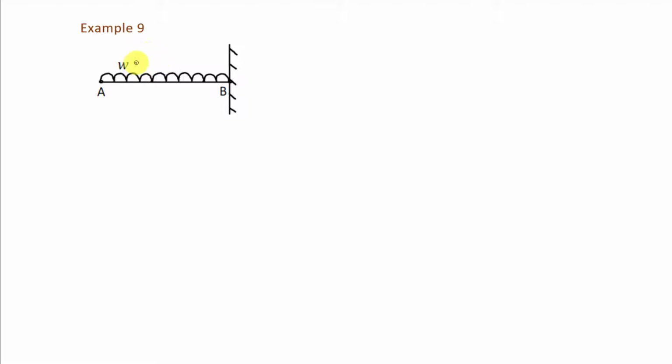Now here we are going to discuss the second example. In this example, there is a beam AB which is a cantilever beam and fixed at the end B. Here, this is the uniform distributed load. If you don't know, just remember that uniform distributed load can be also shown like this. And here value of uniform distributed load is W. Now in this case, we want to find out shear force and bending moment diagram.